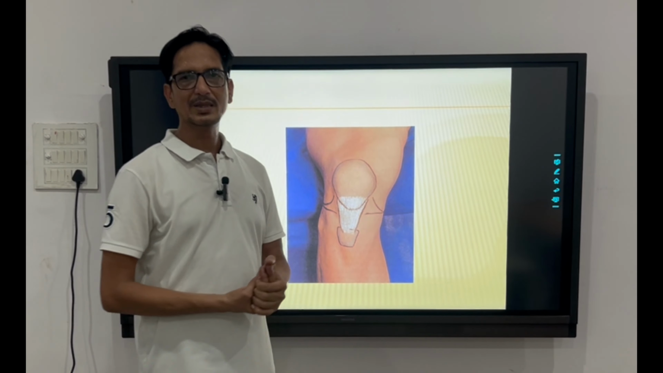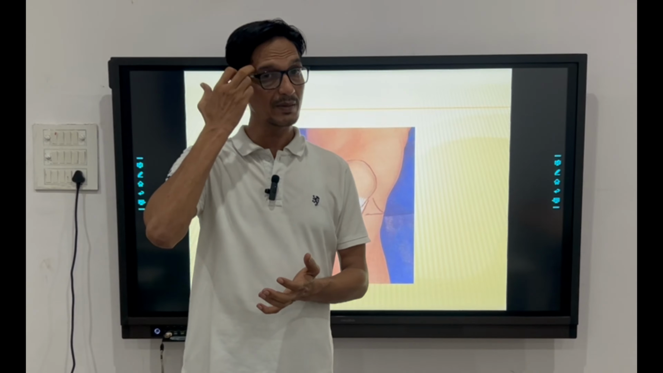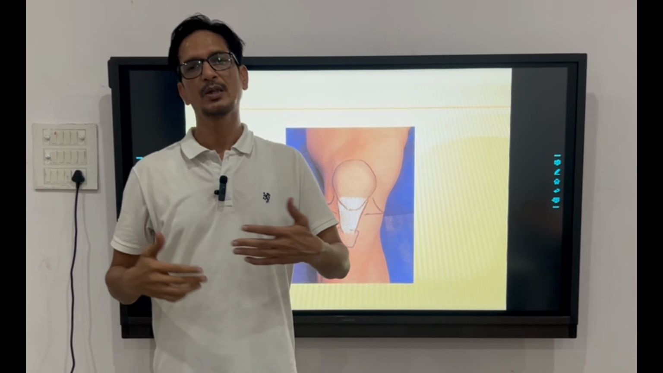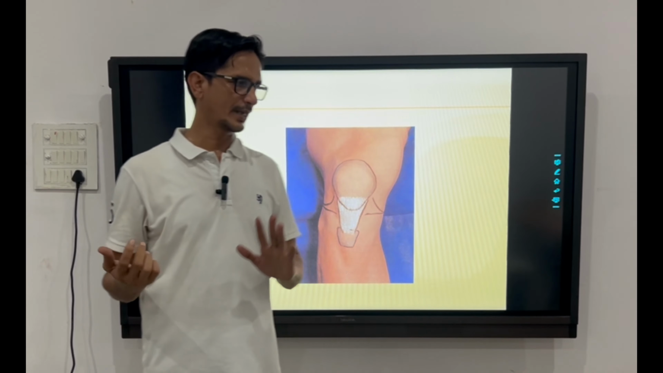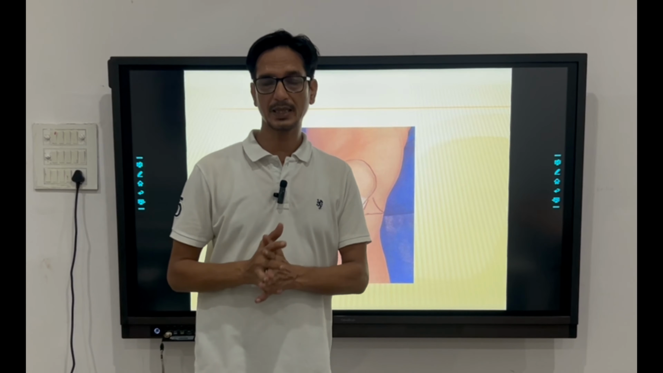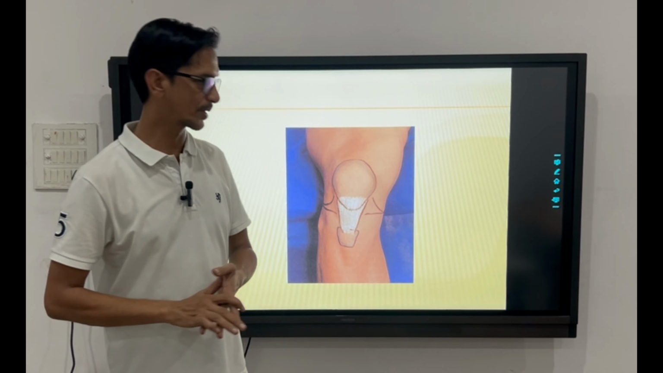With the help of this joint space, we can identify the further structures which are found on the medial and lateral side. So I'll discuss that when we will discuss the medial and lateral palpation of patella.